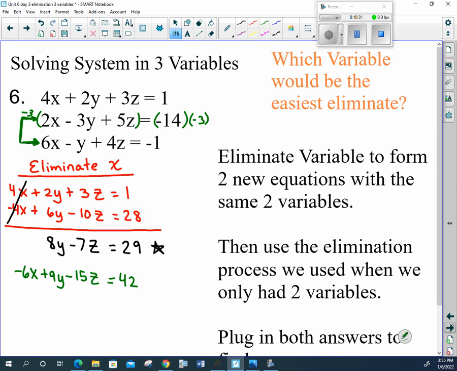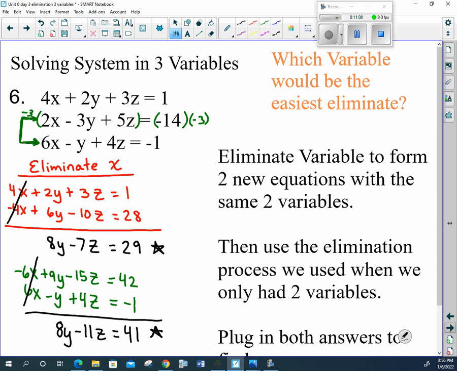Okay, and now the bottom equation, I'm not going to do anything with that one. I'm going to write that as 6x minus y plus 4z equals -1. Now remember, we're eliminating x's. Don't change the variable. So here we're eliminating those x's. So 9 plus -1 is 8y. -15 plus +4 is -11z. And 42 plus a -1 is positive 41. And I'm going to put a star by that.